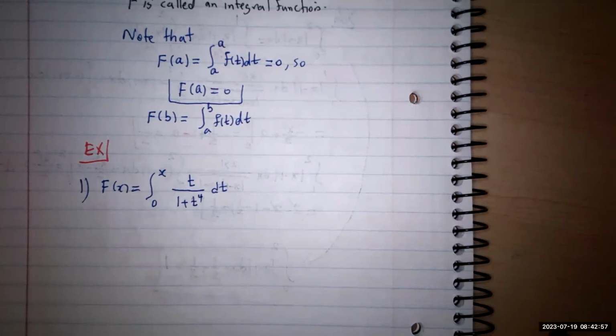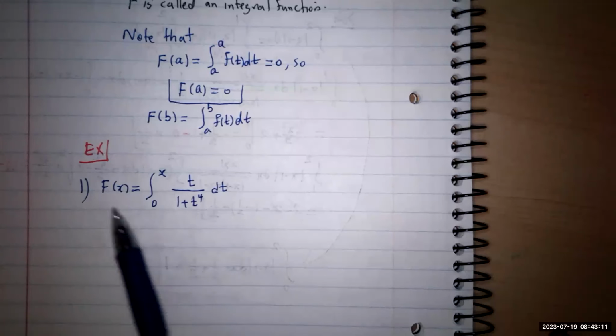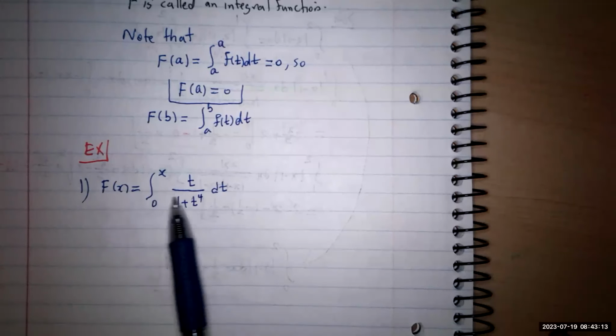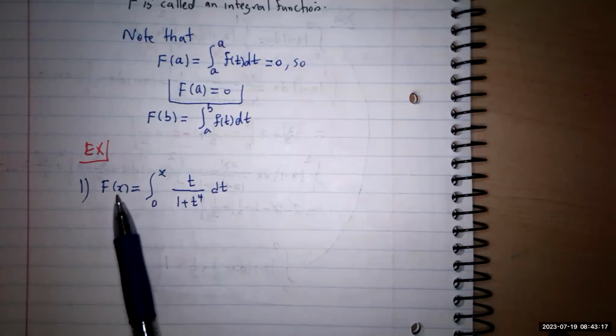But don't try. I've given this one on a test for something else. Some people try to find it. You can't do it at a specific number. You can use a calculator. So this is what we call an integral function. It's a function that's defined by an integral. So if you want to find f of 0, that's easy.